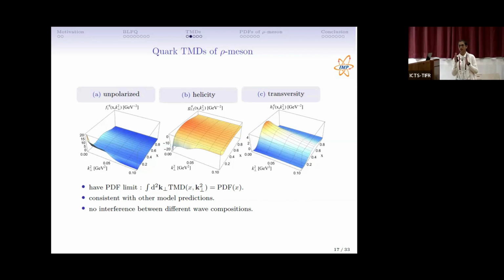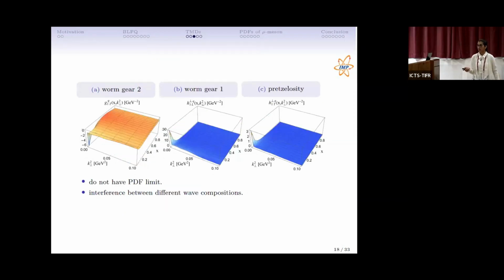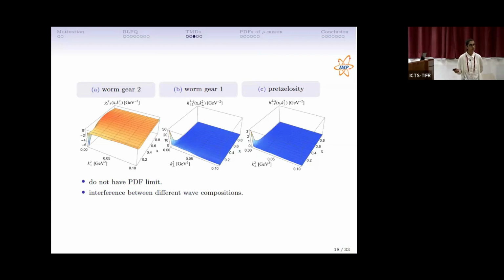The definitions of these TMDs are such that the S wave will be multiplied with the S wave, P with P, and D with D overlap, so there is no interference between different components. There are other TMDs like worm gear 2, worm gear 1, and pretzelosity. These do not have the PDF limit, and their wave components interfere with each other.